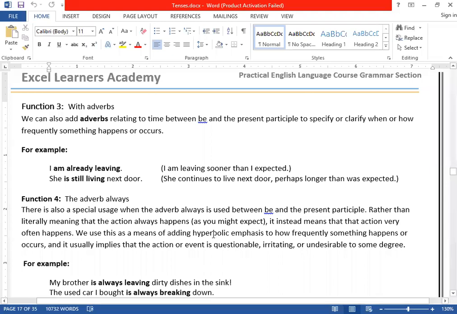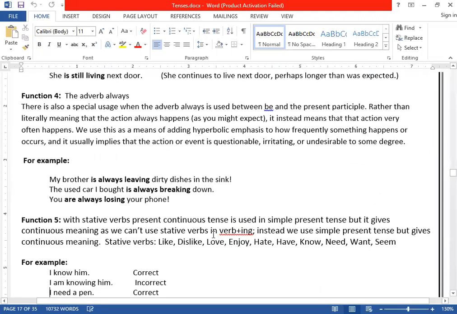Let's talk about function number 4. We can also add the adverb always. You can use the adverb always, with the same formula: between the to be verb and the present participle form of the verb.